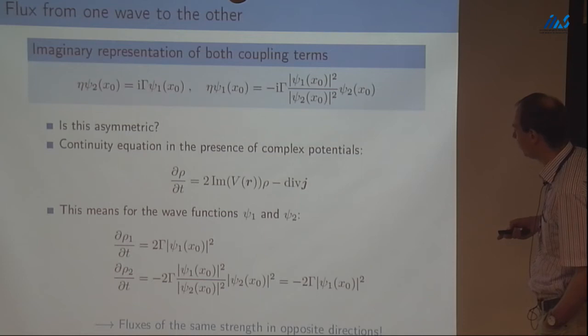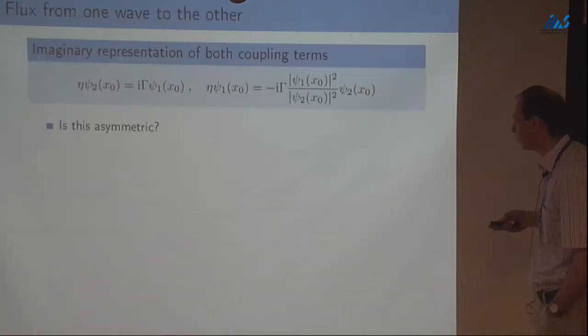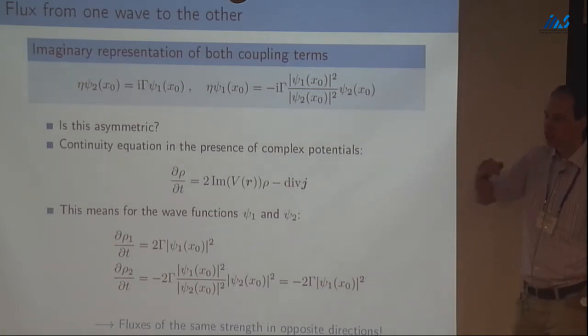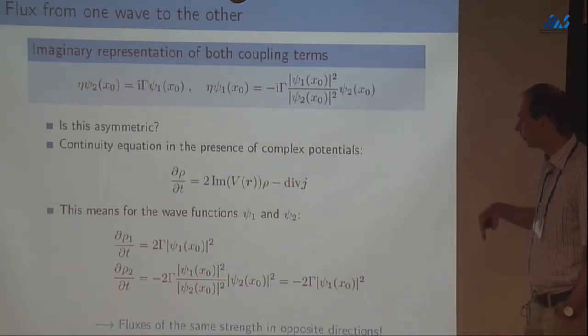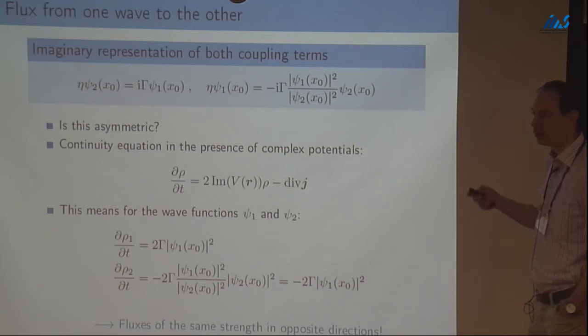So we can really, with this condition here that we want to replace the imaginary potentials, get to a case where we have an influx from one wave function. The other wave function feels an imaginary potential of the same strength but opposite sign, so an outflux to this other wave function.